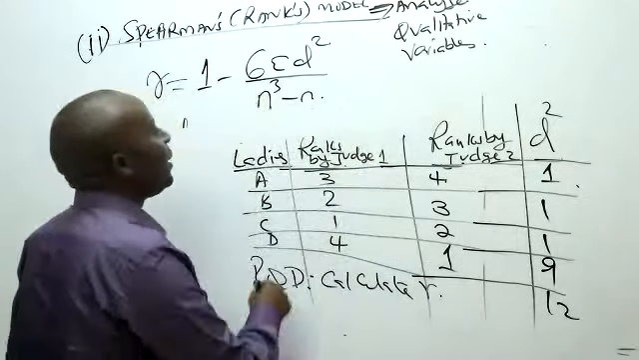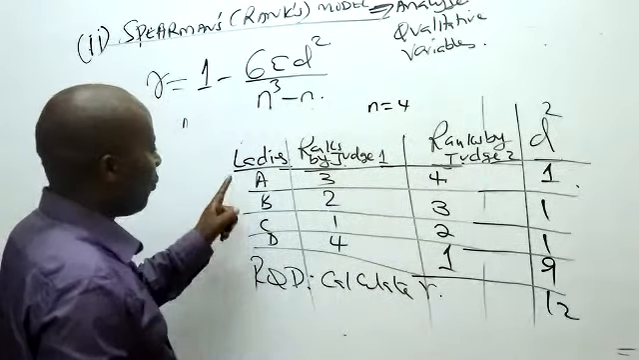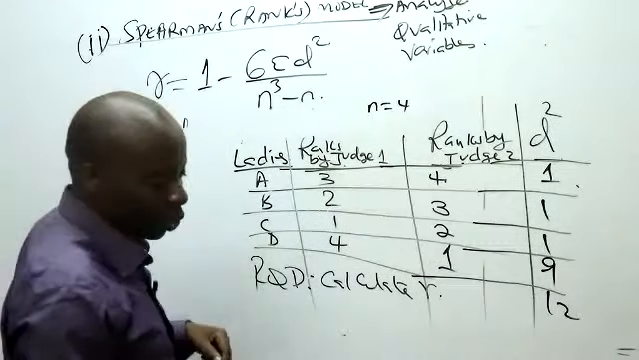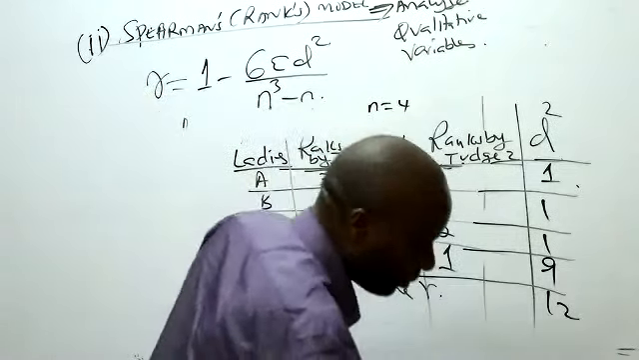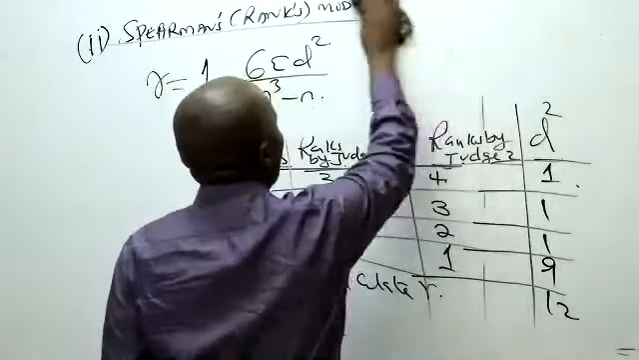So number of ladies here, how many do we have? There are 4. Number of ladies here, we have 1, 2, 3, 4. Number of ladies, we have 4. So from there, come and now do your substitution. What do we have there?